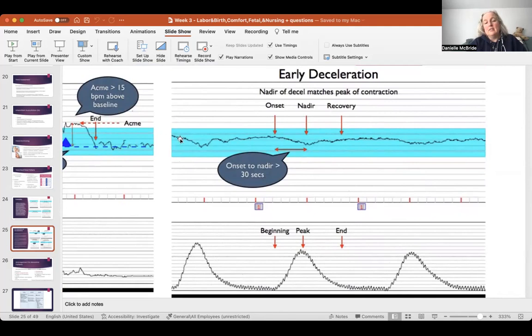And here is the baby's heartbeat. This baby has minimal variability. And the decrease that happens in the heartbeat from the baseline is mirroring the contraction. So it's starting at the same time that the contraction starts. It hits the nadir at the same time that the contraction hits the peak or the acme, and then it recovers back to the baseline at the same time that the contraction ends. That's an early deceleration. Okay.